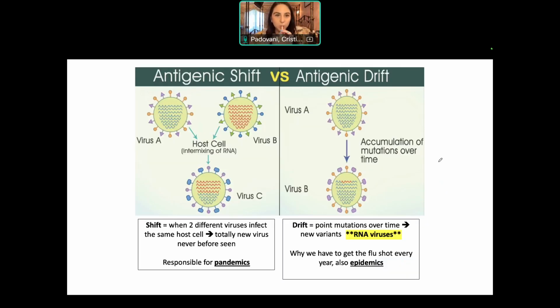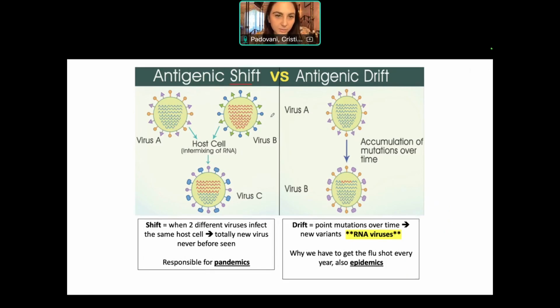Okay, so shift versus drift. Again, here's kind of what we just talked about. Here's shift. Here's the last slide. So we have virus A, we have virus B. You get intermixing, and these are probably two flu viruses because there's 8 genomes. It seems, let's see, 1, 2, 3, 4, 5, 6, 7, 8. Yeah. So this is 8 genomes.